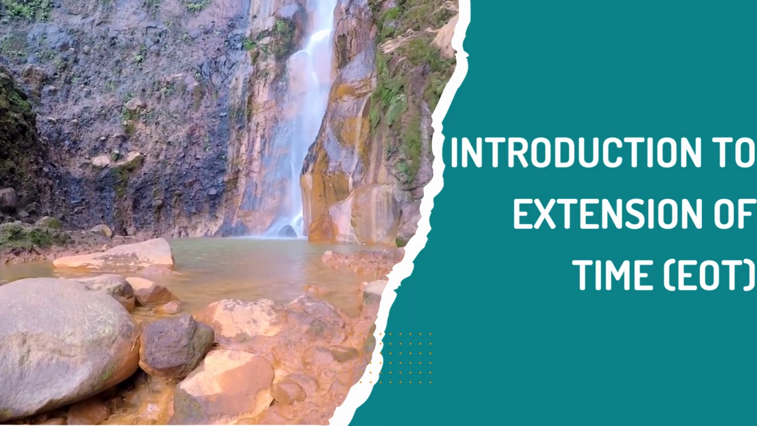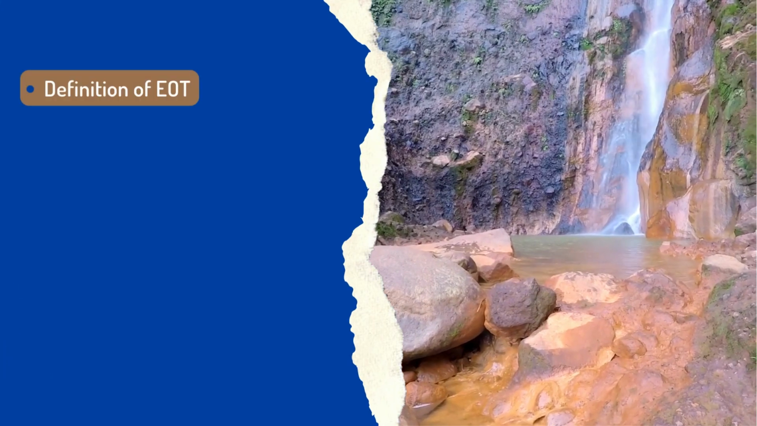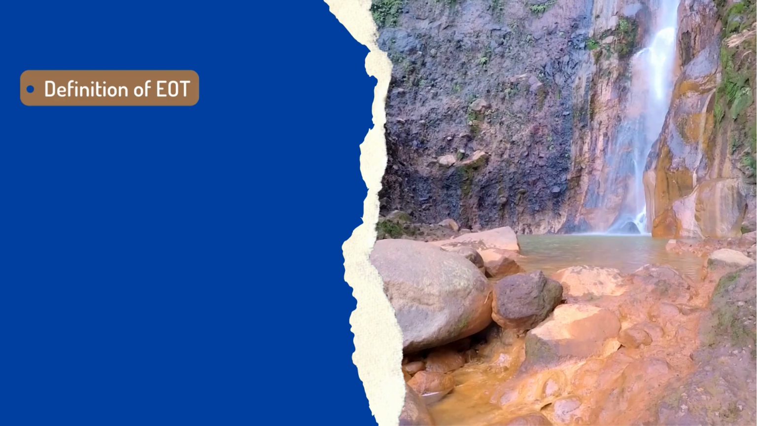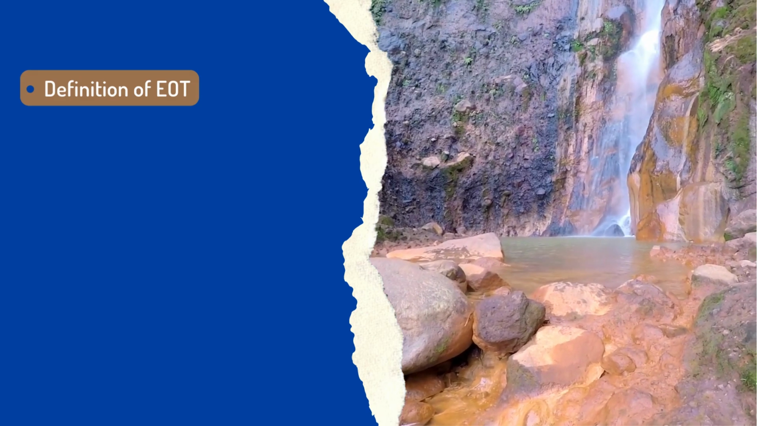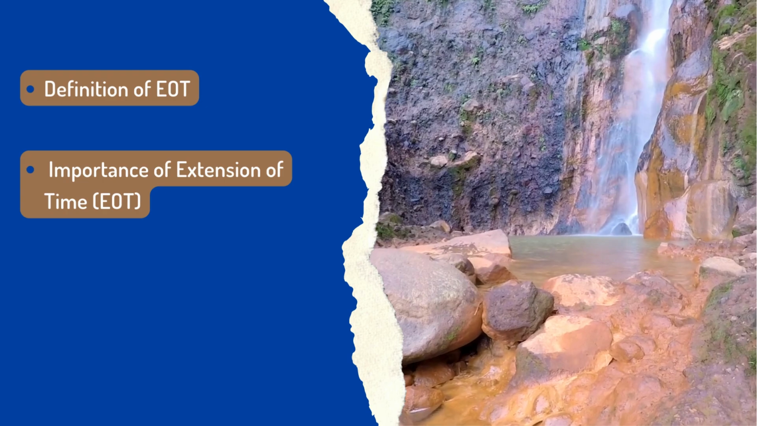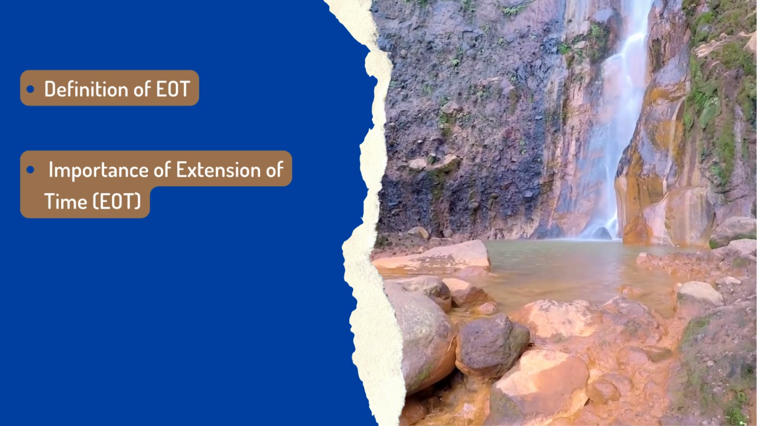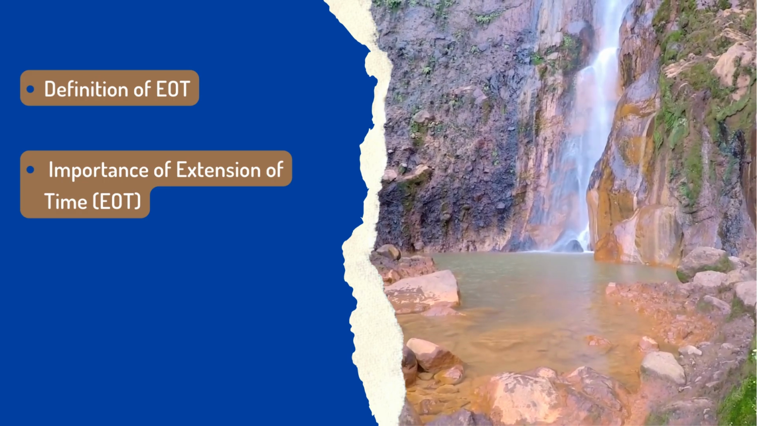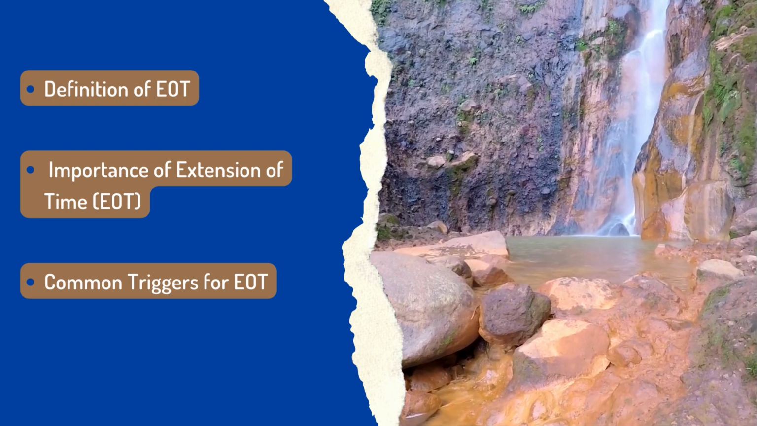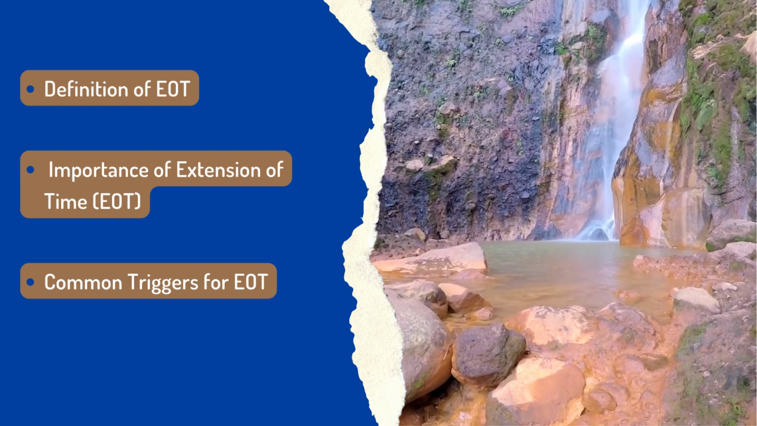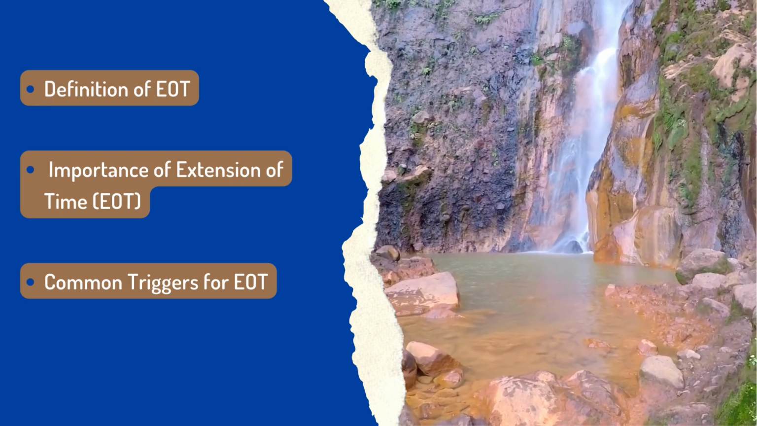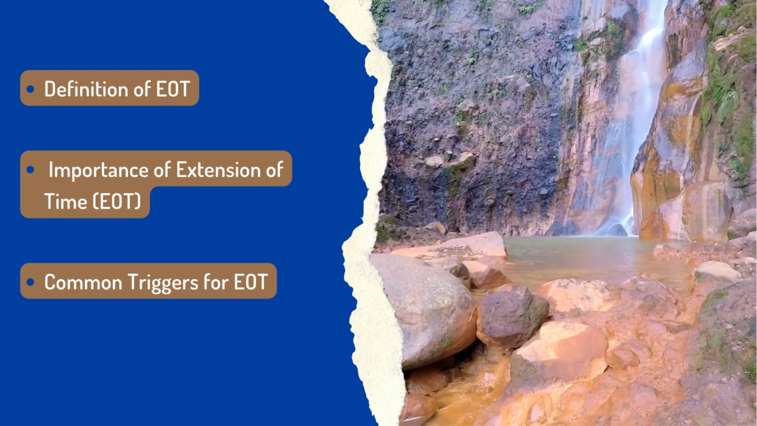An extension of time is an adjustment to the contract completion date granted to the contractor to account for delay caused by specific events. Understanding EOT is vital because delays can significantly impact project costs, timelines, and even relationships amongst stakeholders. Common triggers for EOT include change in project scope, unforeseen site conditions, and employer risk events.